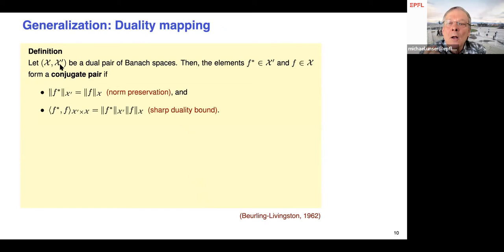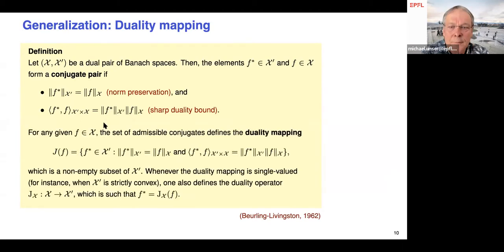Now there's a generalization of this duality map. If you have now the Riesz map for any dual pair of Banach spaces, then given some F, you can define some element F star, and you will call those two a conjugate pair if, as in the Hilbert case, the norms are equal, but you also have a sharp duality bound. So that the duality product between F star and F is equal to the product of the norms, which in that case is the squared norm of F.